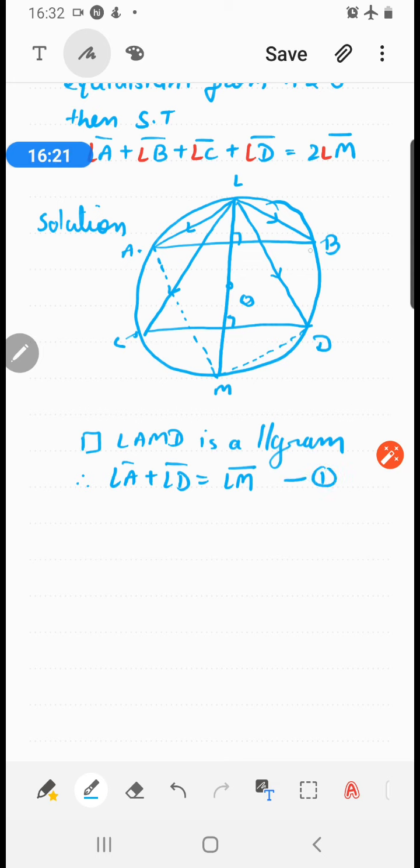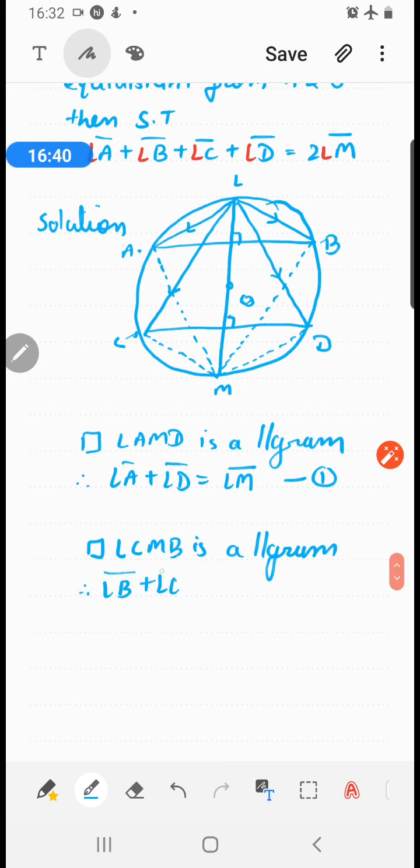Similarly, if I now construct the other combination, that is BM and CM, and join them, again you can see that the quadrilateral LCMB is also a parallelogram. And if it is a parallelogram, then again I can say that LB plus LC is equal to LM bar. So this is your result number 2.